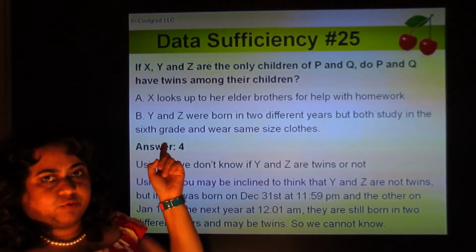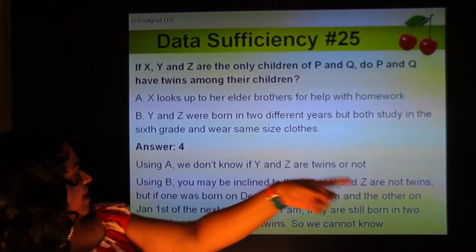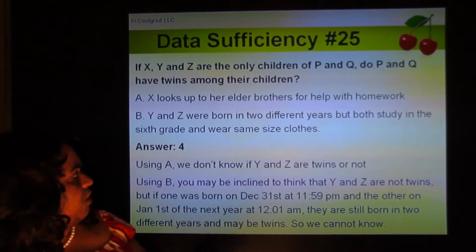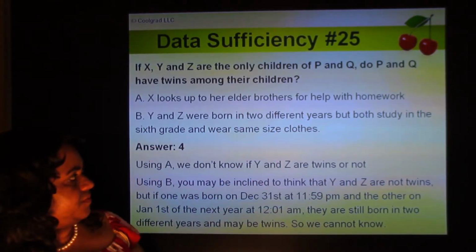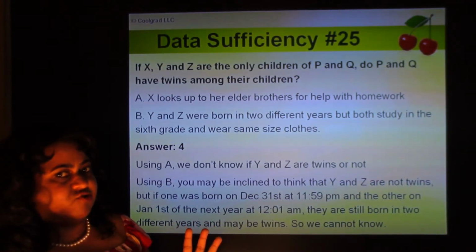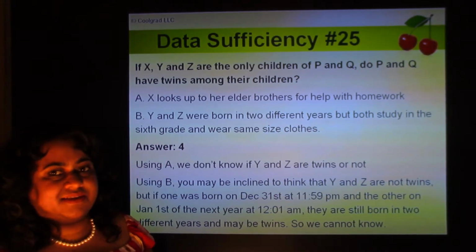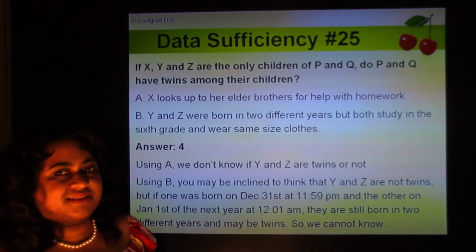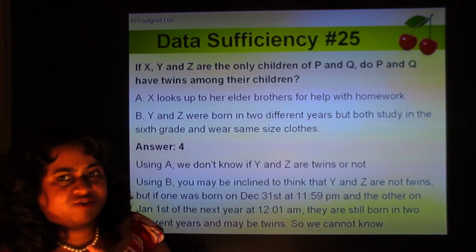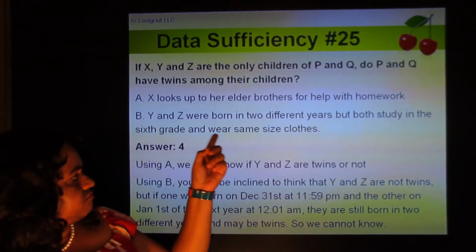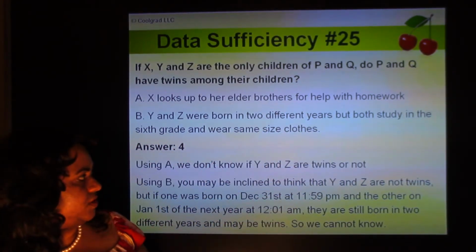Let's look at statement B alone. Y and Z were born in 2 different years, but both study in the 6th grade and wear the same size clothes. It says Y and Z were born in 2 different years. So don't jump to conclusions. Don't immediately say, oh, that means Y and Z are not twins. That's not true, and I'm going to show you. This is where you have to be careful for traps. When it comes to questions about leap years and twins, you have to be very careful. So they're born in 2 different years, both study in the 6th grade and wear the same size clothes.